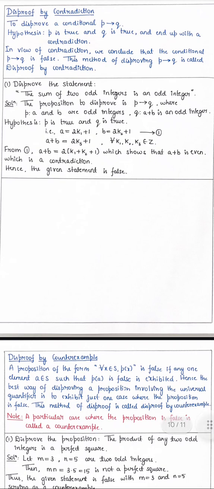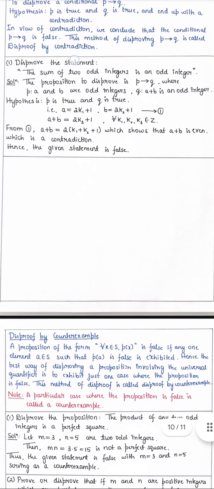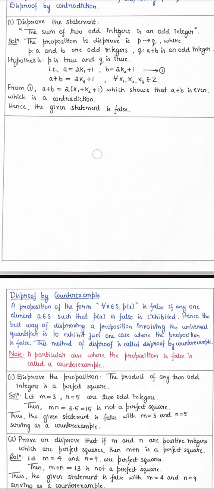a equals 2k1 plus 1, b equals 2k2 plus 1, then a plus b is 2k3 plus 1 for all k1, k2, k3 belongs to integers. So a plus b is an odd integer. Considering a plus b as 2 times (k1 plus k2 plus 1), we have, which shows that a plus b is even, which is a contradiction. So the given statement is false.